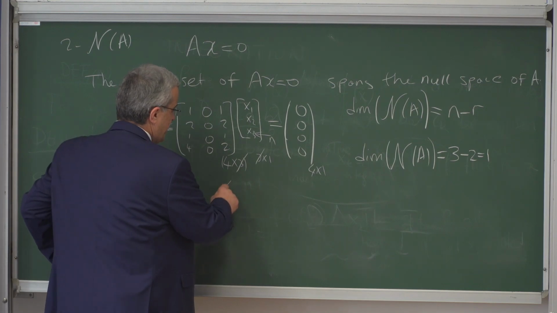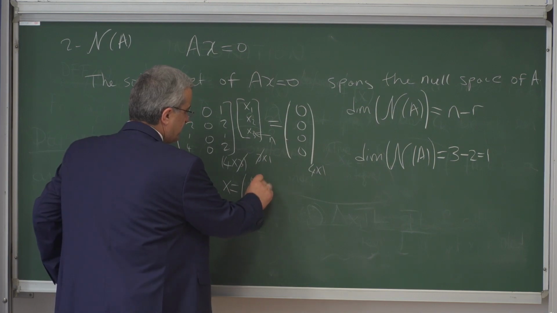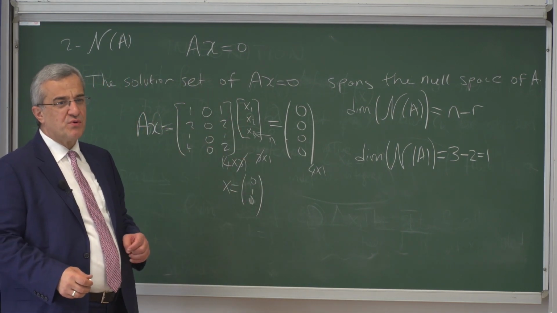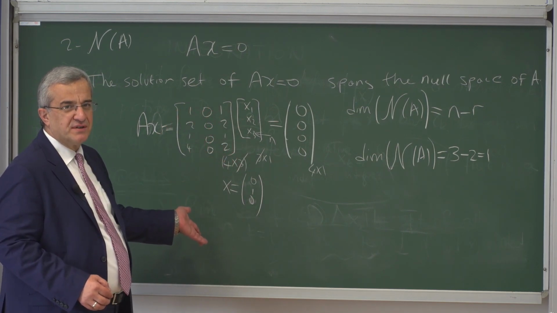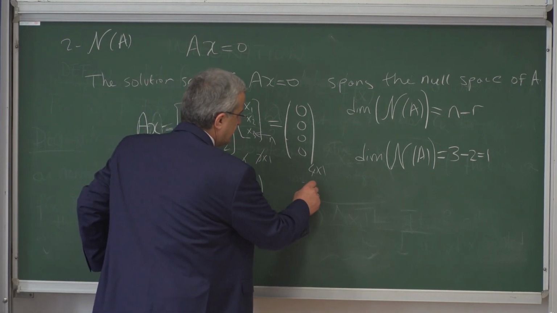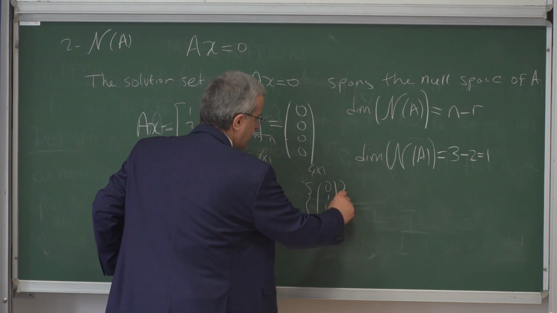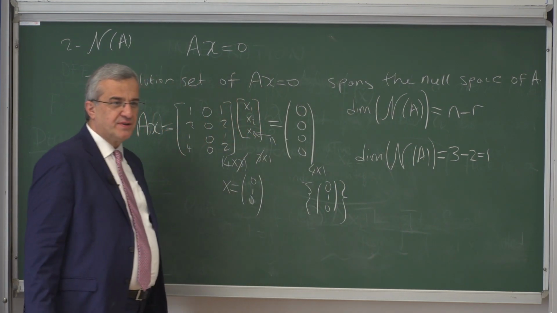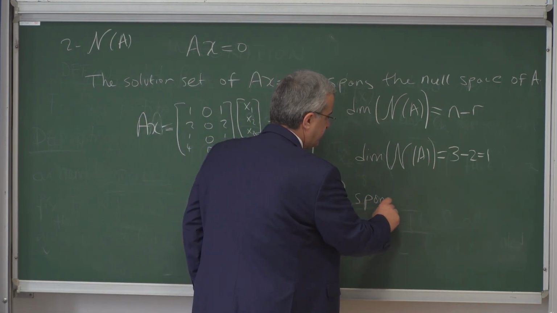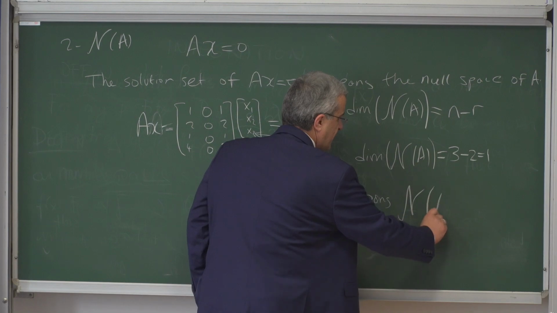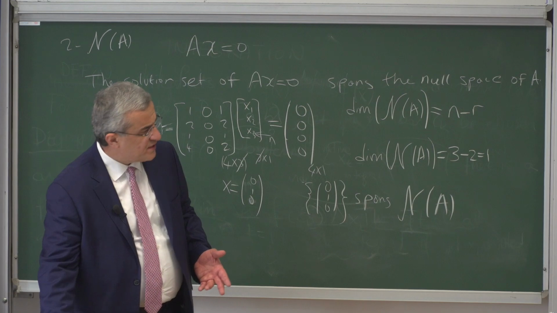Yes. So x is equal to 0, 1, 0. So the null space of A is spanned by what? By this vector, right? So the null space is spanned by 0, 1, 0. That's it. That spans the null space of A.